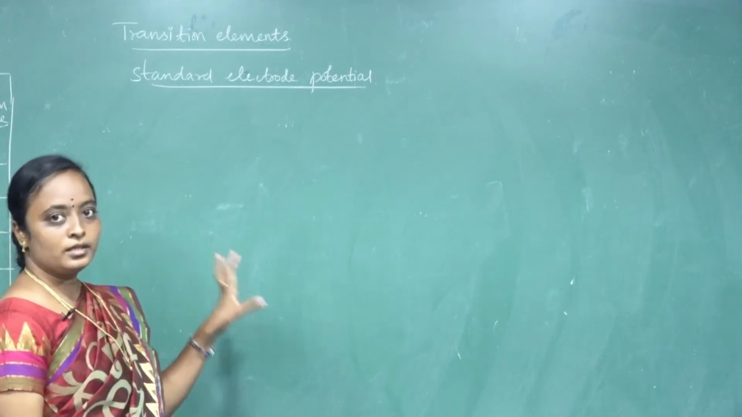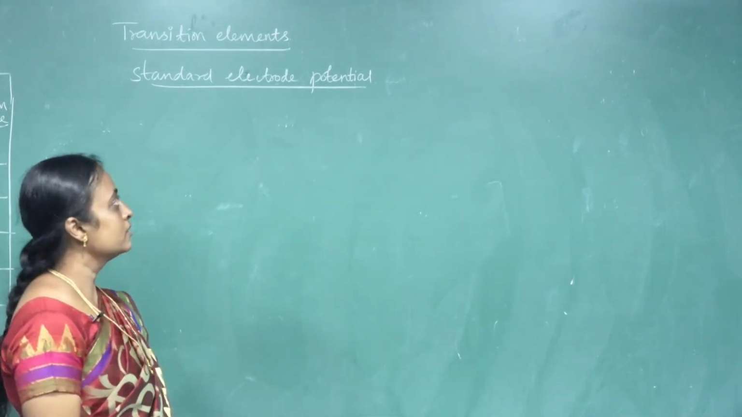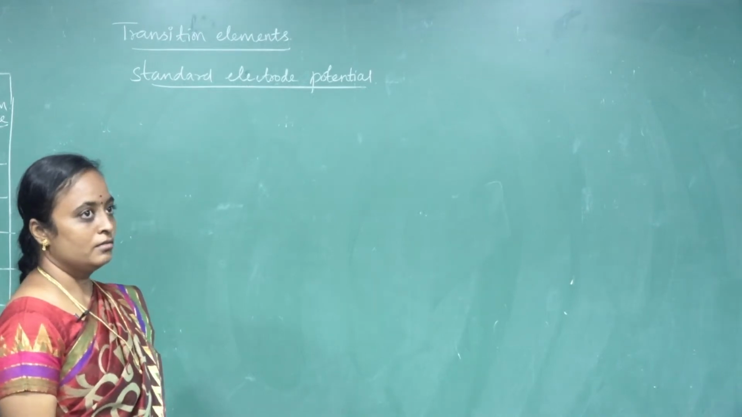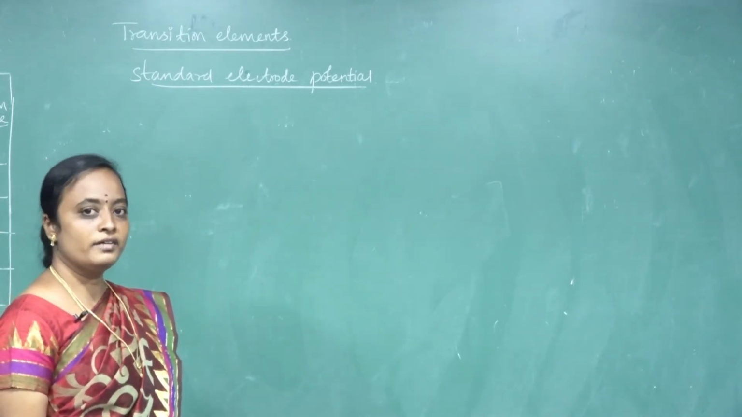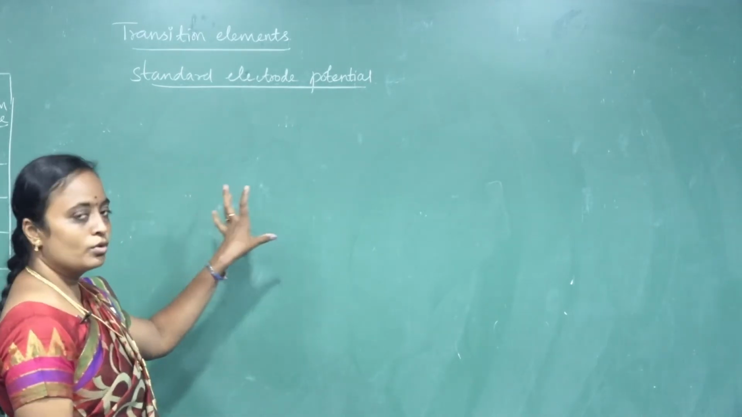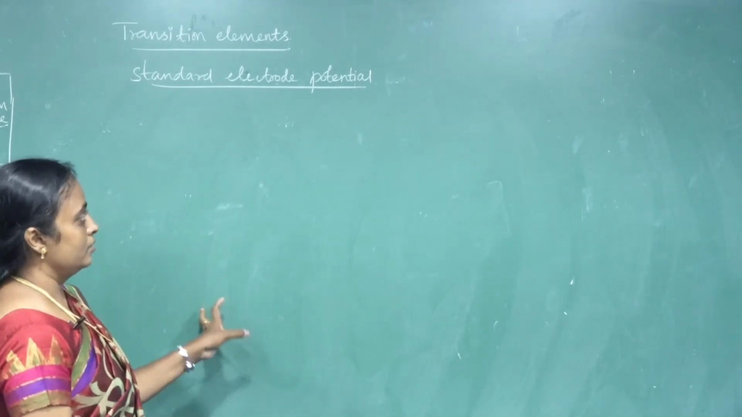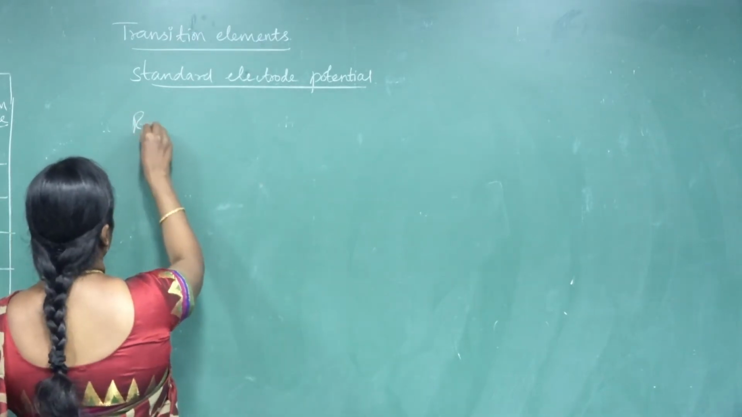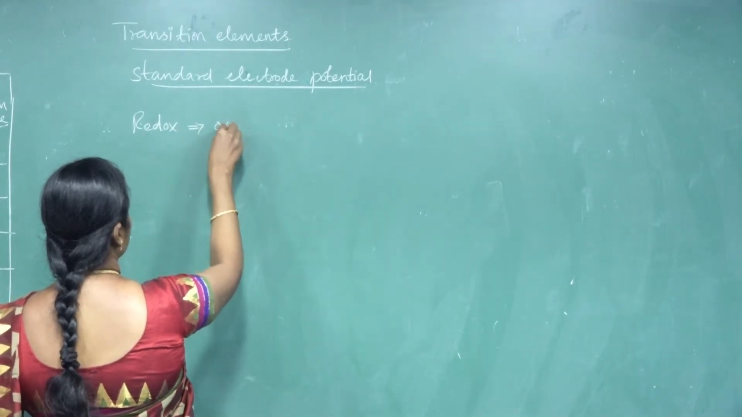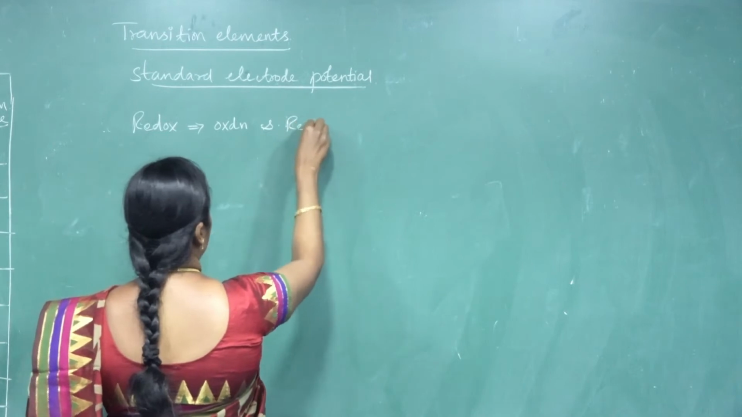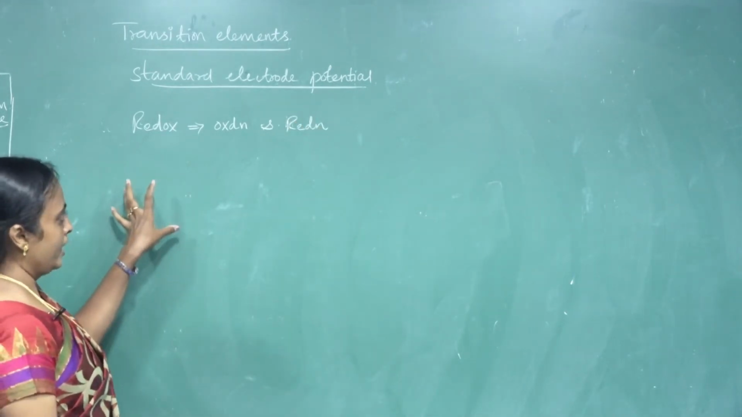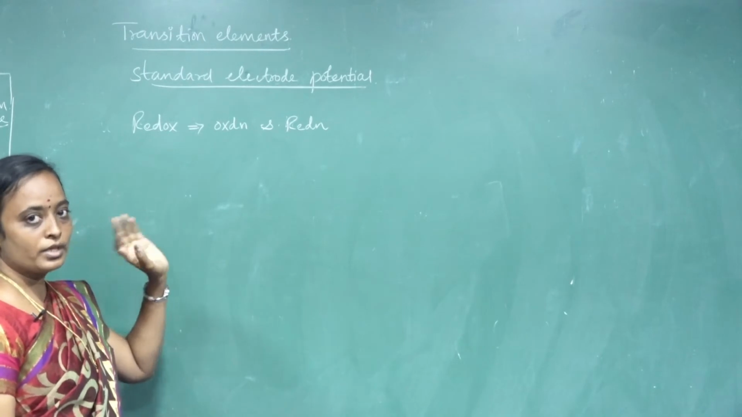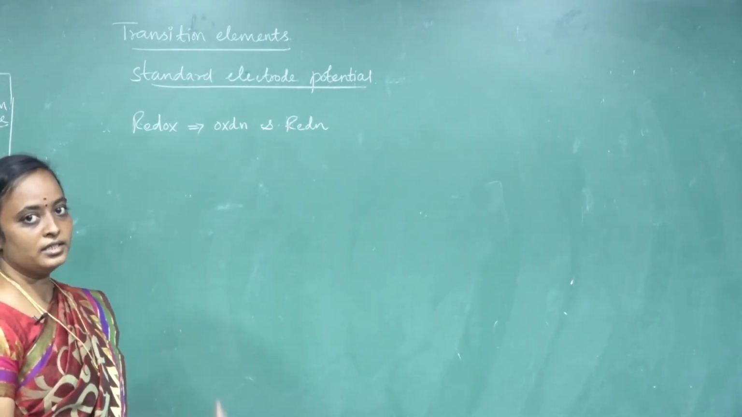Okay, today we are going to see the periodic properties, that is, the properties of transition elements. Yesterday we discussed oxidation, and today we are going to continue with standard electrode potential. If you take any redox reaction, we are talking about both oxidation and reduction. In a reaction, one substance is oxidized and another is reduced. So a redox reaction involves both oxidation and reduction.